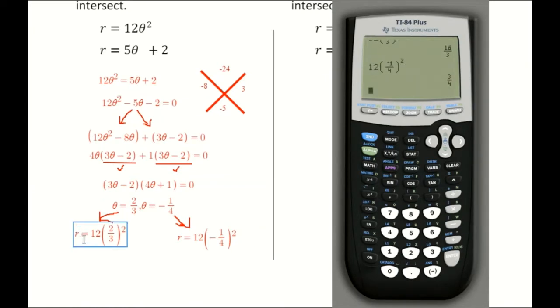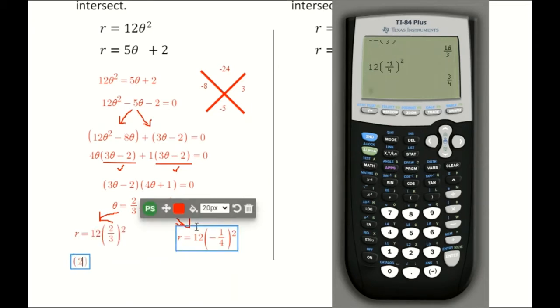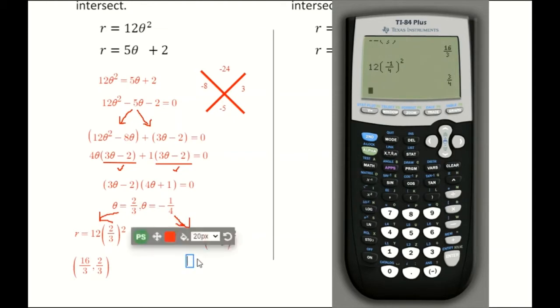Okay, so we get 2 coordinates here. It should be r comma theta, my bad. So you should get 16/3 comma 2/3. And the other one, the other intersection, the true intersection, is going to be r is, what did I say it was? Let me take a look. 3/4 comma, remember it's r comma theta, negative 1/4.